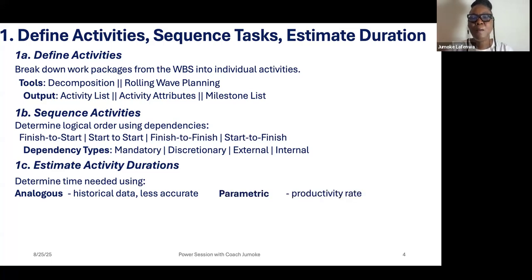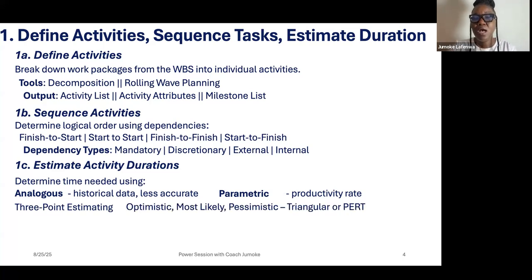I can also use parametric. Parametric is just 2 times 3 equals this, and this is the productivity rate. However, it does not factor in experience or lessons learned, and it can lead to waste because we know that the choir members are not of the same size. So if I use a flat rate of 4 yards per choir member, it could lead to waste. All right, so analogous, parametric, and then 3-point estimating.